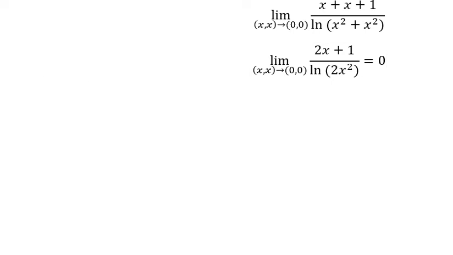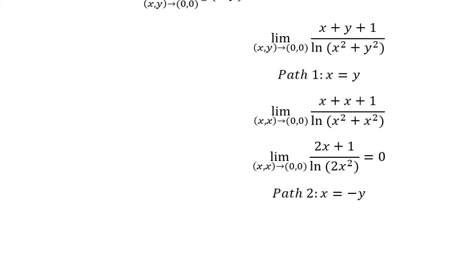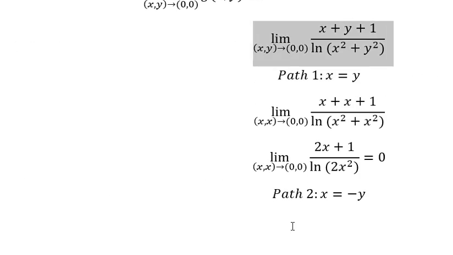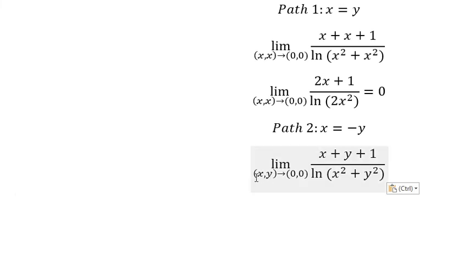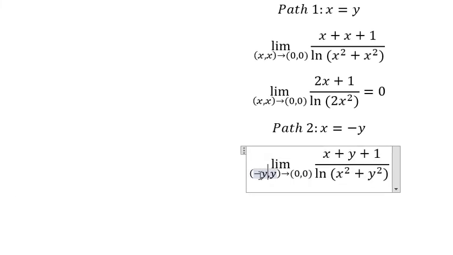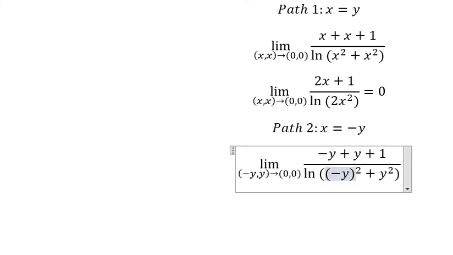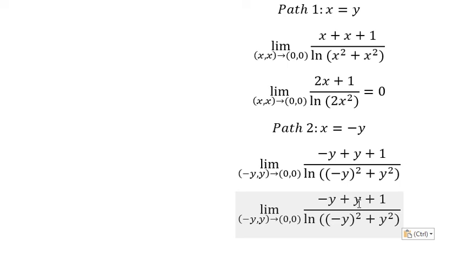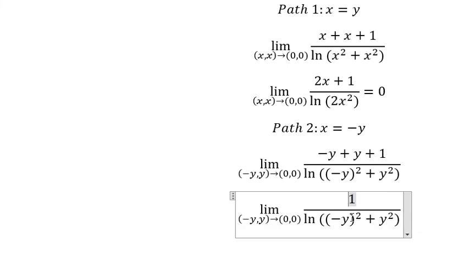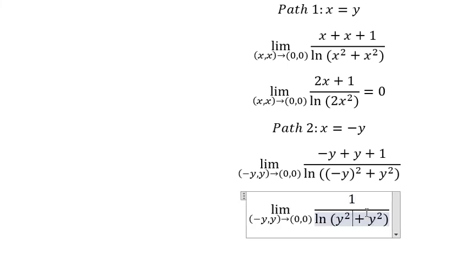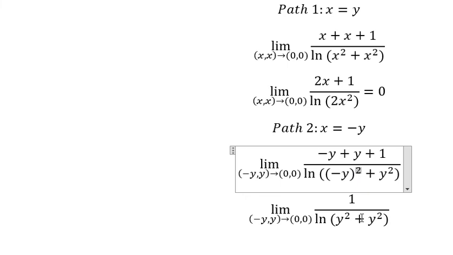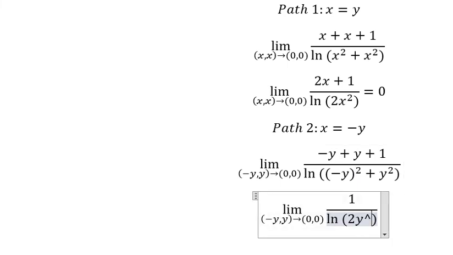Now let's consider part number 2. That is about x equal to negative y. So in this one, we change x into negative y in here. So this one you get 0. This one we have y squared because this is an even power and we have 2y squared.